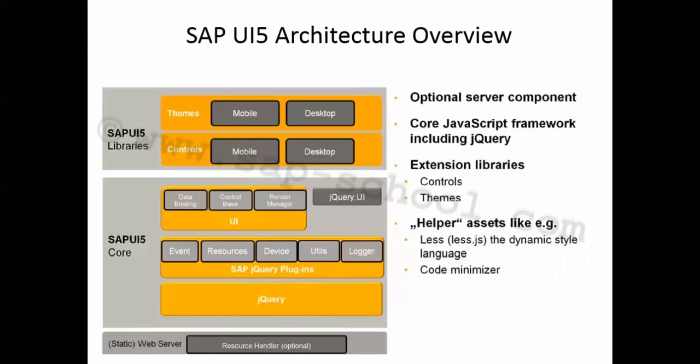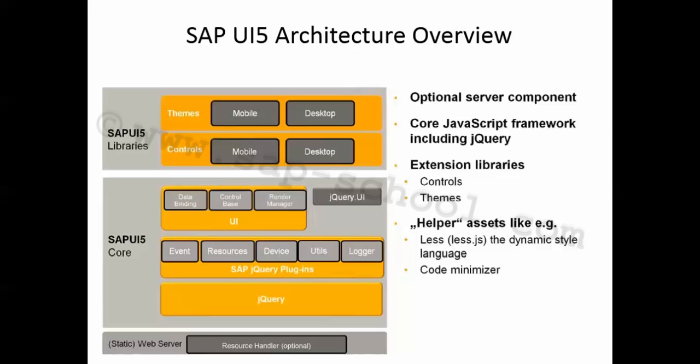After that, this is the SAP UI5 architecture overview again. In this it is a more clear picture. First of all we have the web server. In the web server we have the resource handler. After that, in the SAP UI5 core we have the data binding, the control base, then the render manager, and all these come under the UI, which is jQuery.ui. After that we have the event, resources, device, utils, and the logger in the SAP jQuery plugins.